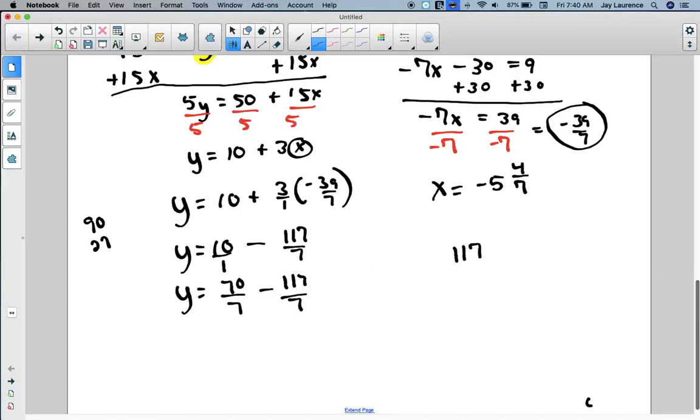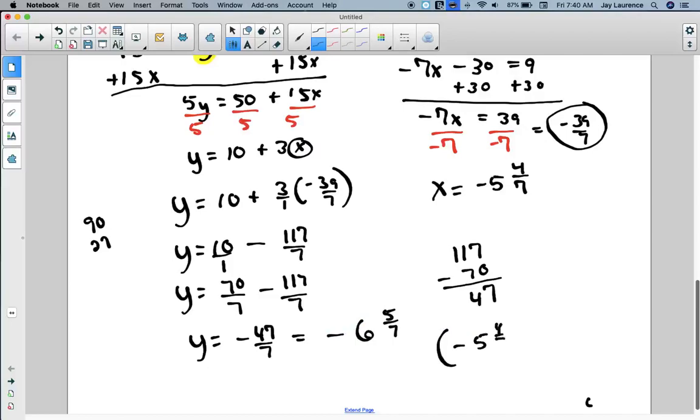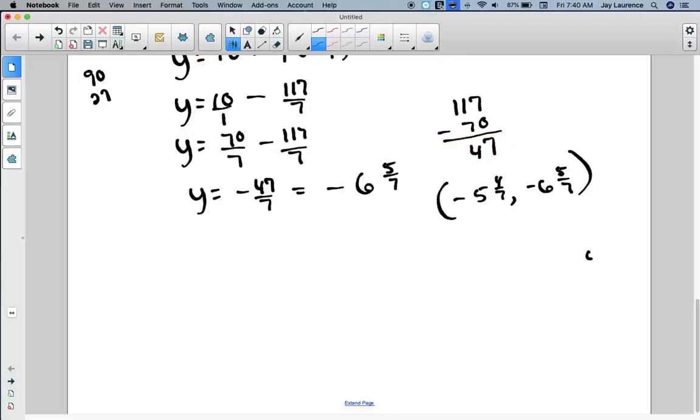All right, so now I have like terms, so I'm going to do 117 minus 70, knowing that my answer won't be what I get when I subtract here. It'll be the negative of what I get. So I'm going to get 47. So y is going to equal negative 47 sevenths. And again, for purposes of reporting my answer, that's going to be negative 6 and 5 sevenths. So the place where these two cross will be negative 5 and 4 sevenths and negative 6 and 5 sevenths. Something you couldn't have known if you were solving by graphing.